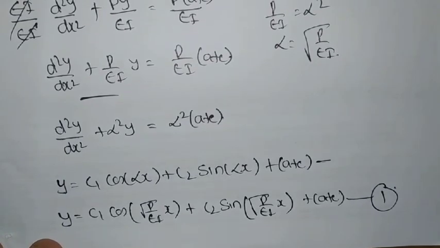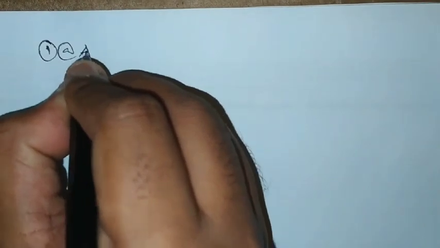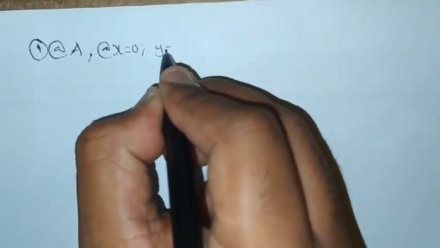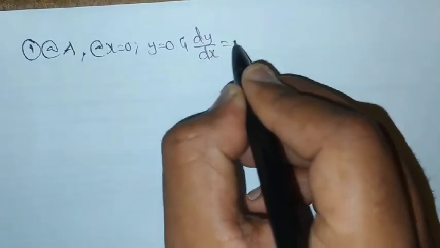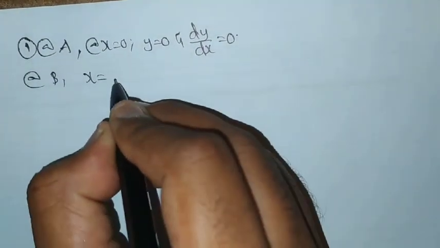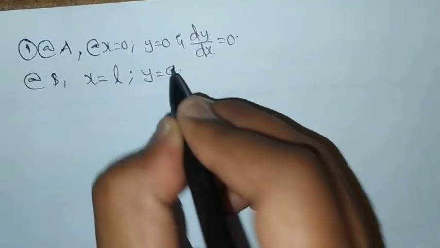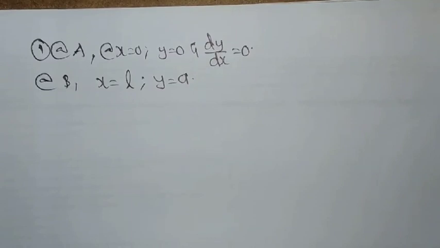Now we have to substitute the boundary conditions and find out the value of P. What are the boundary conditions we are going to have? One end is fixed and the other end is free. At the first boundary condition, at A, x is equal to 0, y is equal to 0, and due to the fixity we get the slope dy by dx is equal to 0. Similarly at B, x is equal to L and y is equal to a, the distance it has traveled.